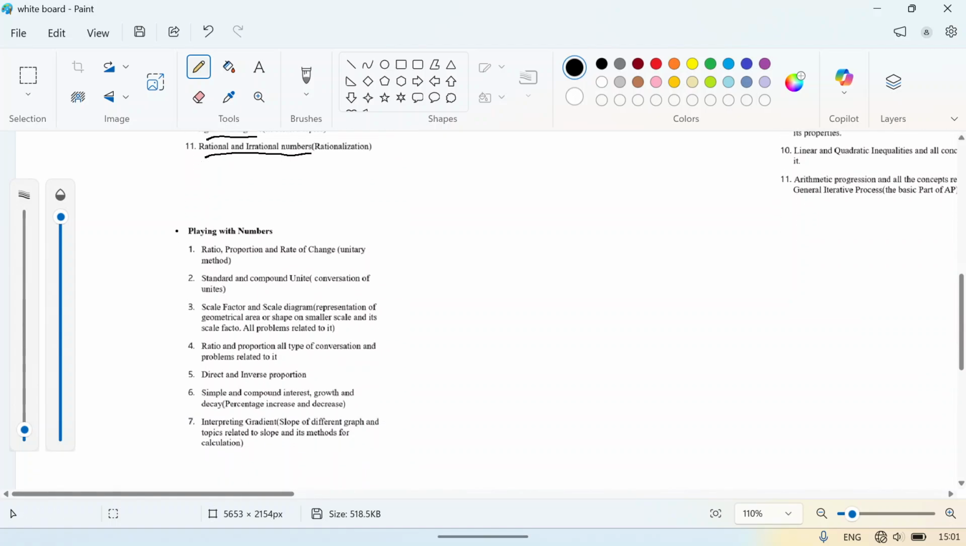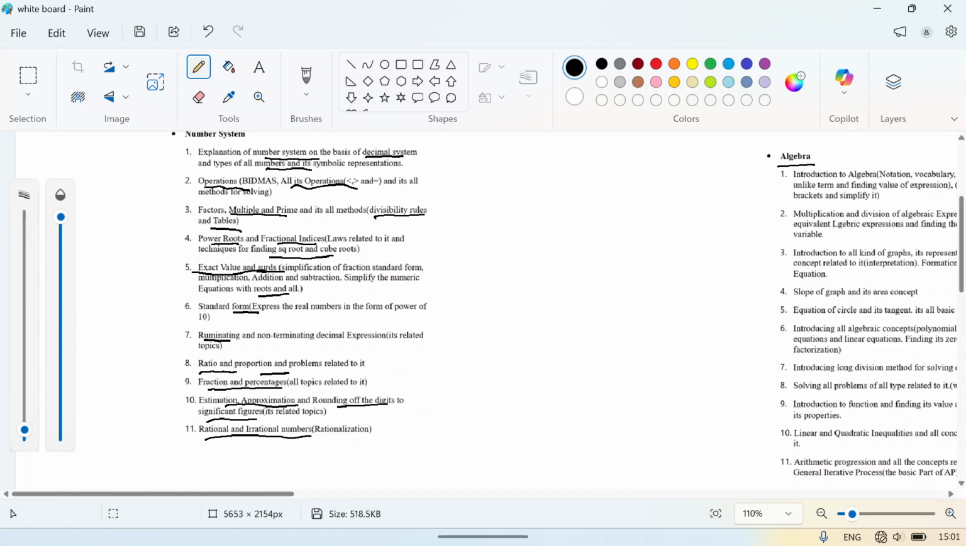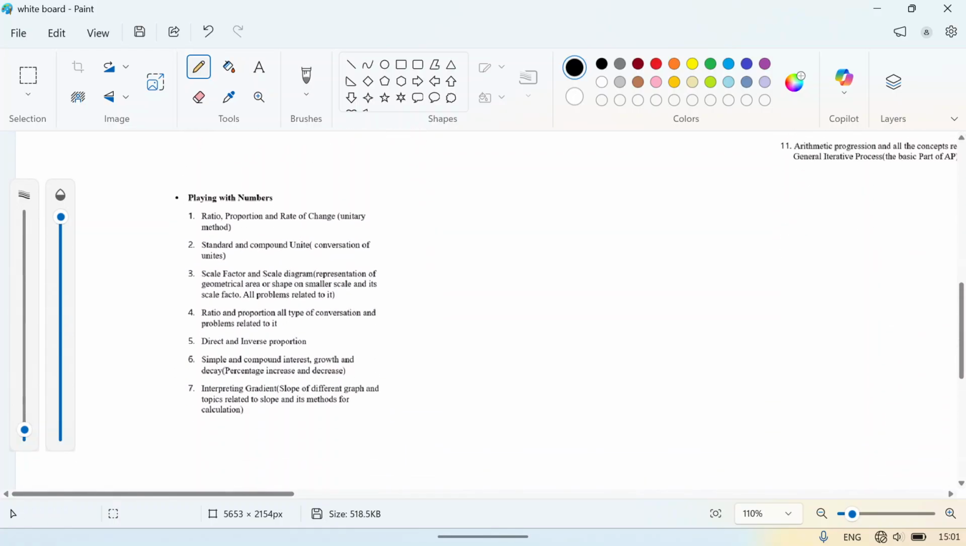Then we move to playing with numbers. It means the concepts we learn in the number system, how to use them in everyday calculation. So in playing with numbers, those are the applications of number theory or the number system.